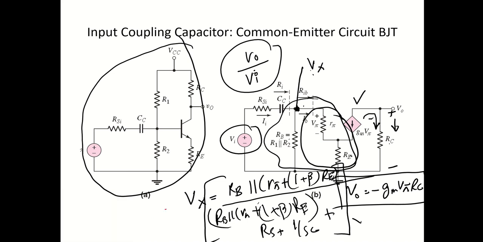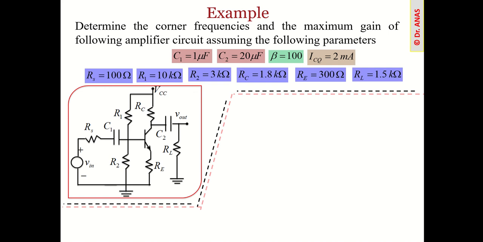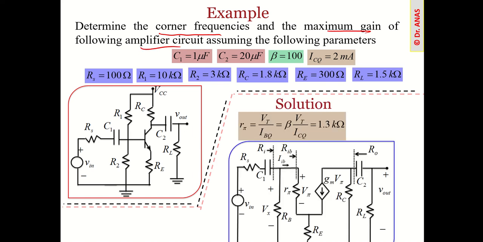Now for example, if you want to analyze, let's have a look at this example. This is a typical circuit, and let's try to find out the corner frequencies and the maximum gain. Now we can draw the AC model, which will look like this for this circuit. These values are given in your project. You have to find these values for your desired frequencies. By using these values we will find the corner frequencies and the maximum gain.